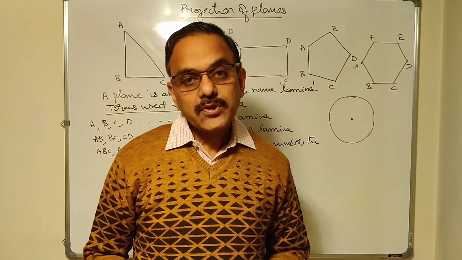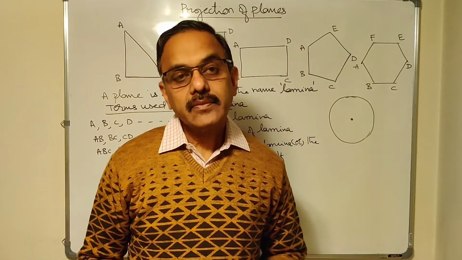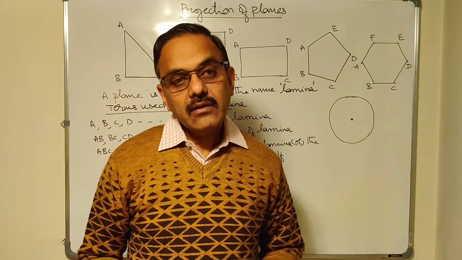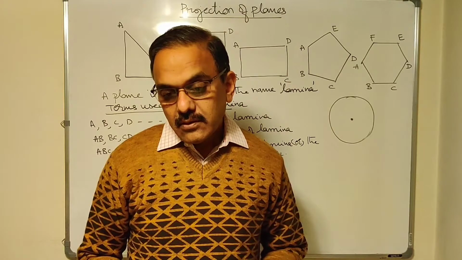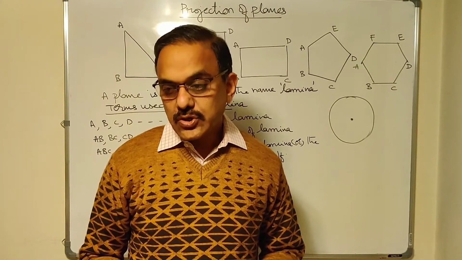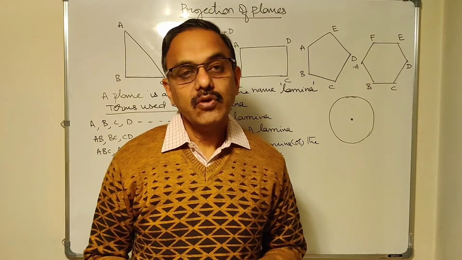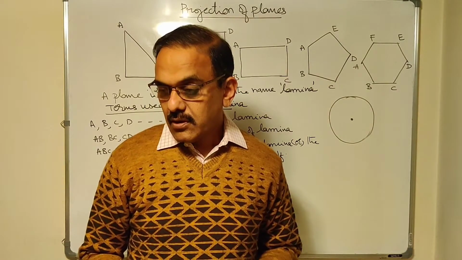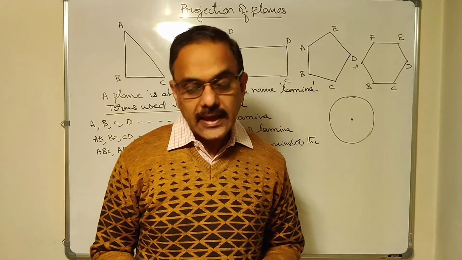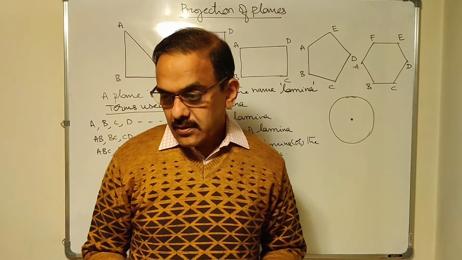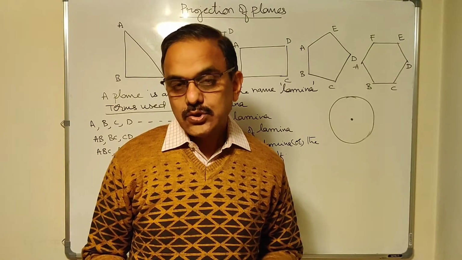We finished with the projection of straight lines in the last video. So when we discussed the projection of a straight line, I said the straight line is unidimensional. It has got just length, that's all, only one dimension. Now we are moving to a new topic which is projection of planes. A plane, as you know, is a 2D object. It's two-dimensional.